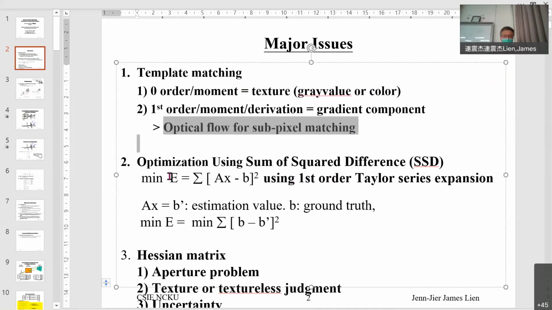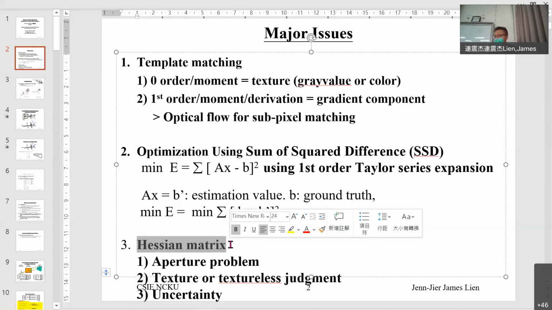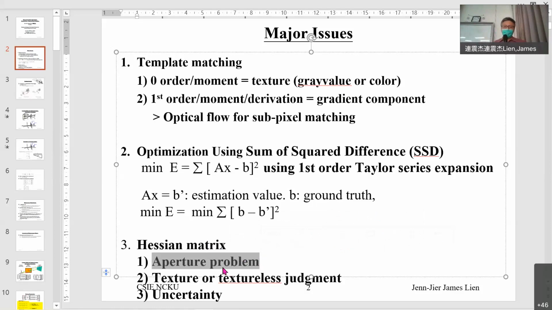And I just talk about the optimization. And here I also want to mention the Hessian matrix. When we talked about SIFT, I already taught you the Hessian matrix. But here I want to mention it again because the Hessian matrix is important. Not only is a good feature a corner or edge, as we talked about last time, but the Hessian matrix can also tell you about the actual aperture problem. I will teach the aperture problem later, when we get to optical flow.